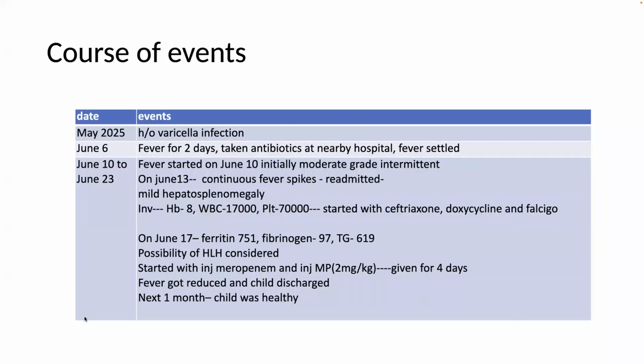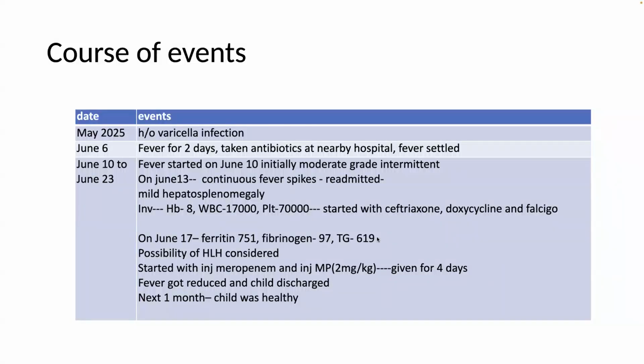On June 10, the child again started having fever, moderate grade, intermittent in nature. On June 13, the fever spikes increased in intensity, and the pattern became continuous, along with mild hepatosplenomegaly. So they went to the same hospital again. Investigations showed hemoglobin level 8, WBC count 17,000, mainly lymphocytes. Platelet count was 70,000. The child was started on ceftriaxone, doxycycline, and Falcigo.